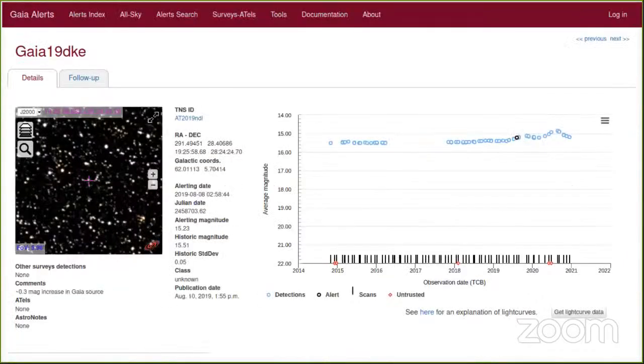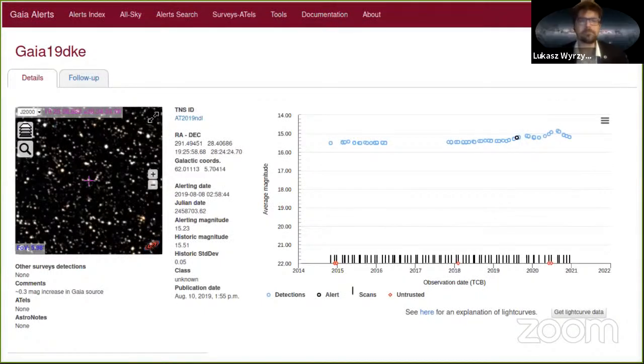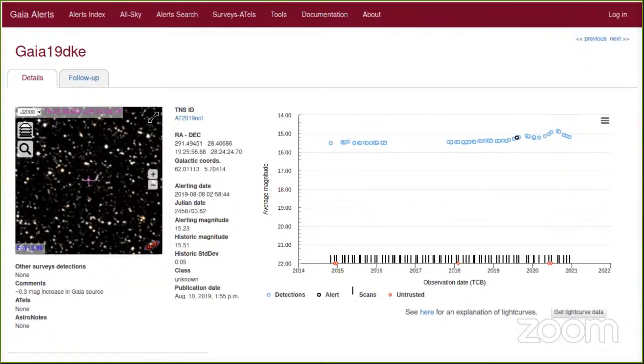First of all, thanks to the massive follow-up campaign, we were able to collect a very detailed light curve for Gaia 19 DKE. The event was detected by the Gaia satellite on the 8th of August 2019. Later, a network of ground-based telescopes joined this event. Here you see the page from the follow-up.